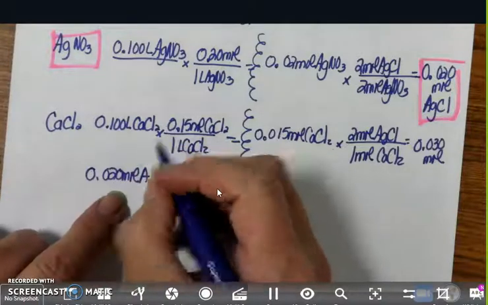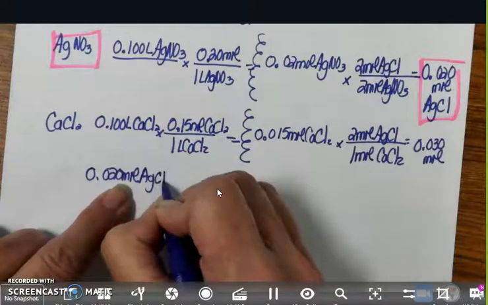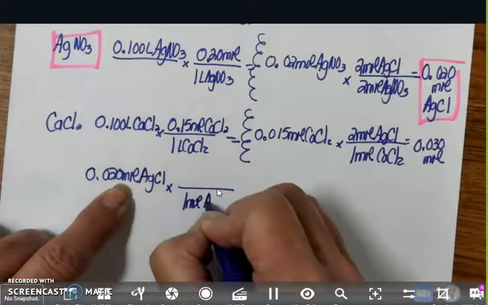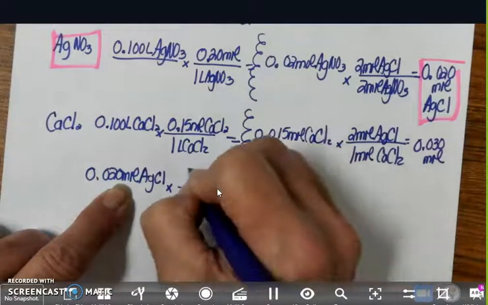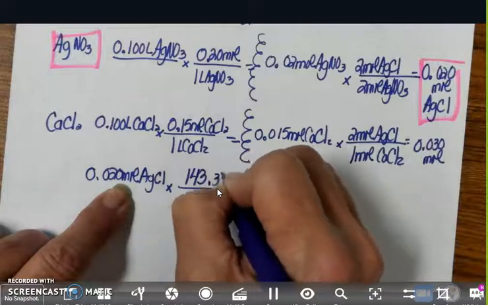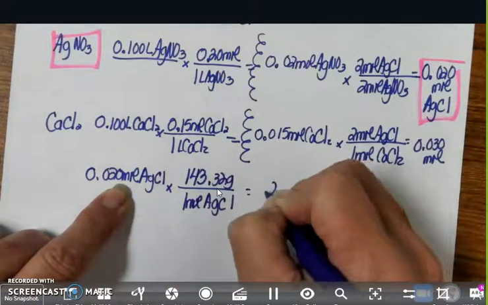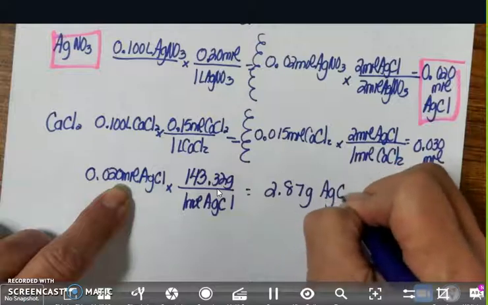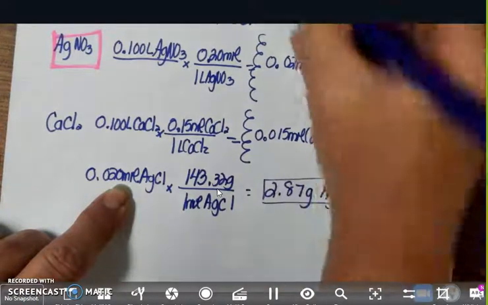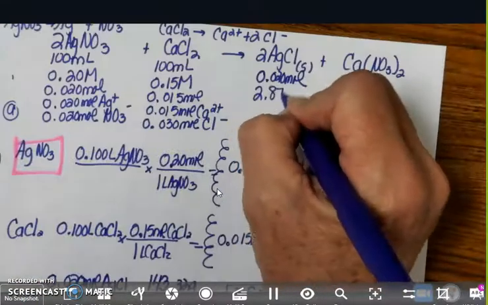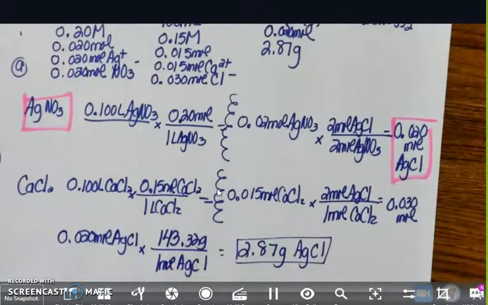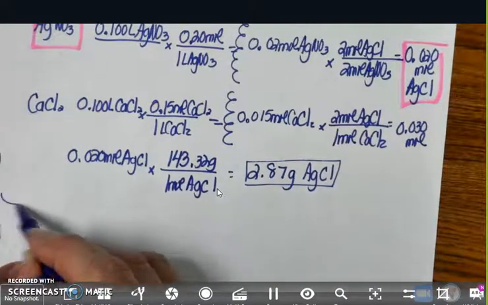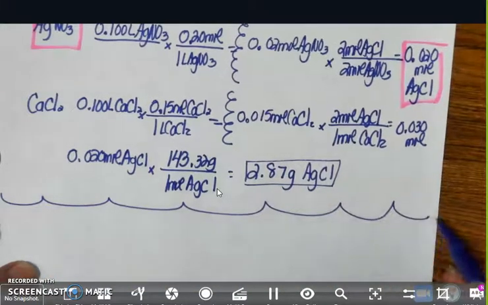So I've got 0.020 moles of silver chloride. 1 mole of silver chloride is 143.32 grams. And that's 2.87 grams silver chloride. And I'm going to put that up here too. Easy. Okay? All right. Now, I'm not going to do part B.